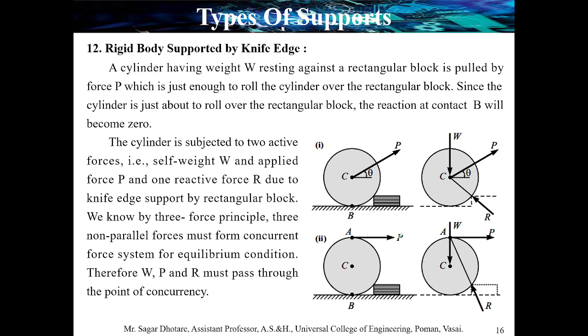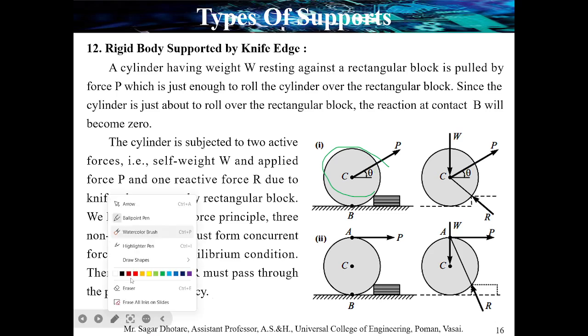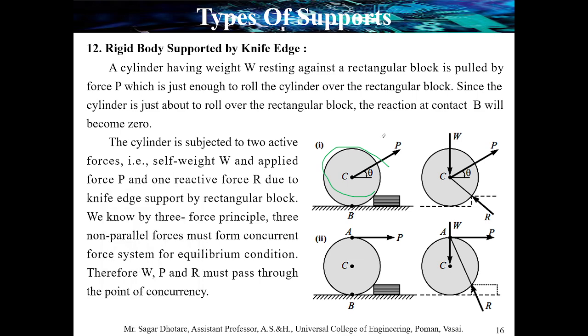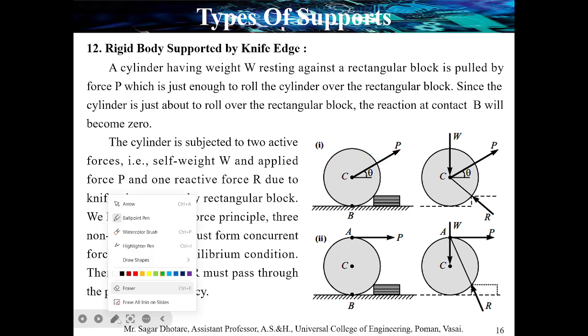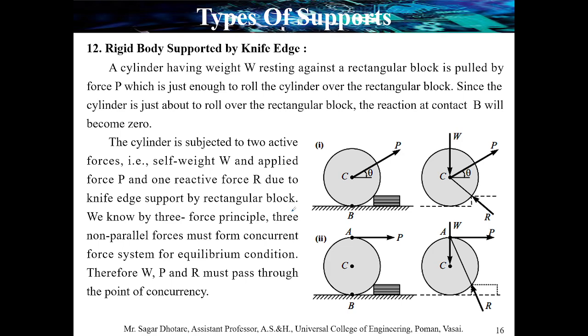Next one, a rigid body supported by a knife edge. Previously we saw the rod, now we are looking at rigid bodies. Let us say a cylinder rolling over a horizontal surface and having a step, which it has to climb over. The first thing to keep in mind is that there are different basic forces acting over the surface.